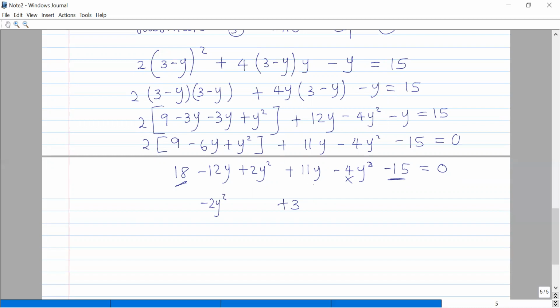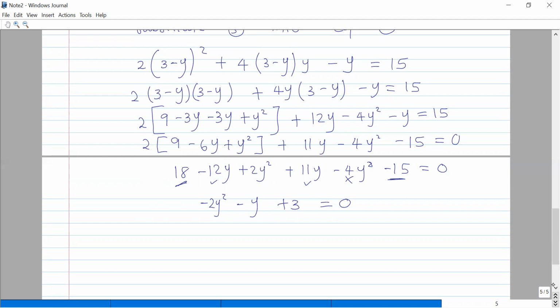The other like terms would be this one and this one. When I add these two, I'm left with minus 12 plus 11, so it's going to be minus y is equal to 0. I have accommodated all the like terms.